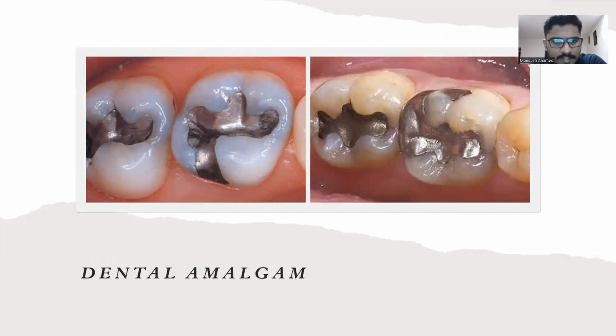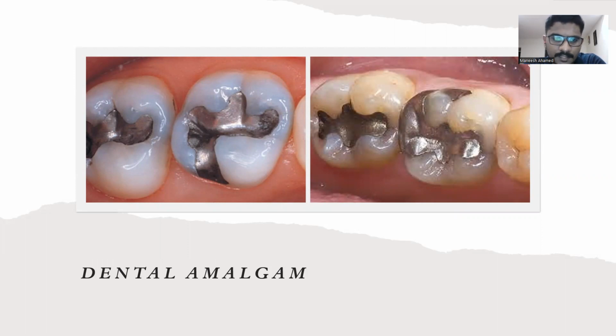The first advantage is that it is a metallic substance, so it has enormous strength, almost equal to, or even more than that of enamel. It can withstand masticatory forces very easily. It can be used in very large restorations. It can withstand forces of mastication very effectively.